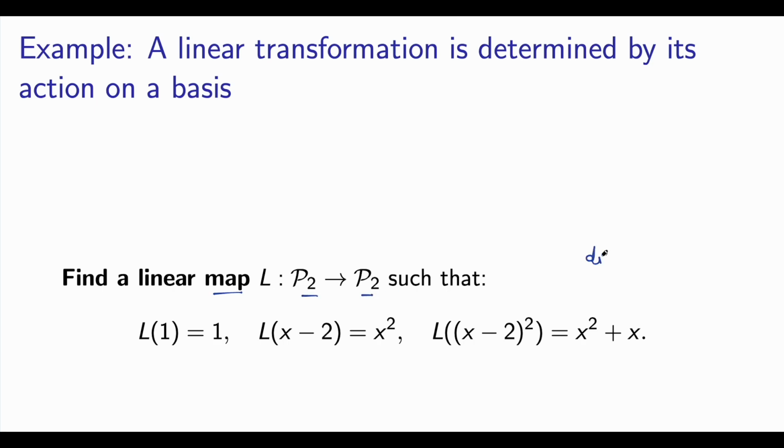So the dimension of P2 is 2 plus 1, that is 3, right? n then n plus 1, so 3. And the action on the basis elements is given as L of 1, L of x minus 2 equal to x square. Now, can we construct the linear transformation? The answer is yes, if this forms a basis, right?